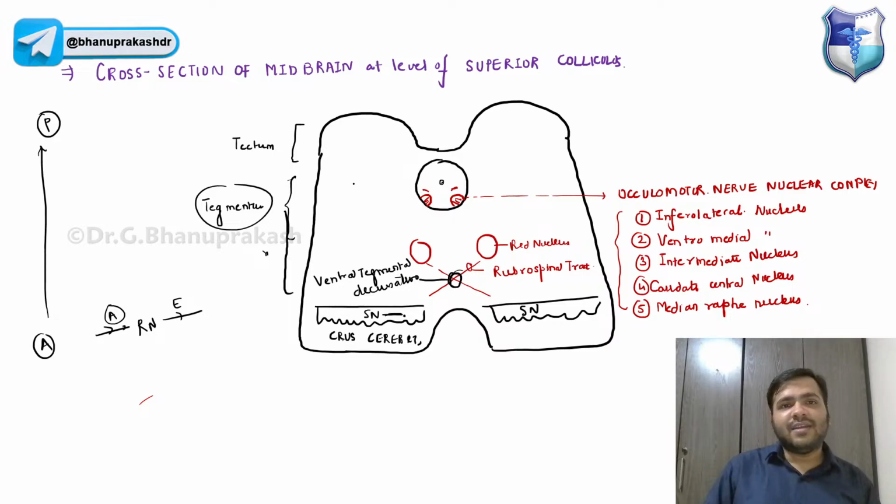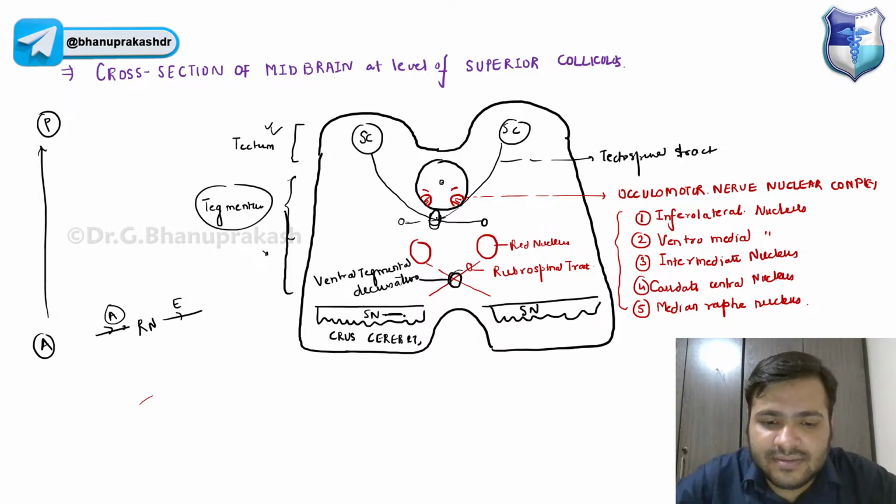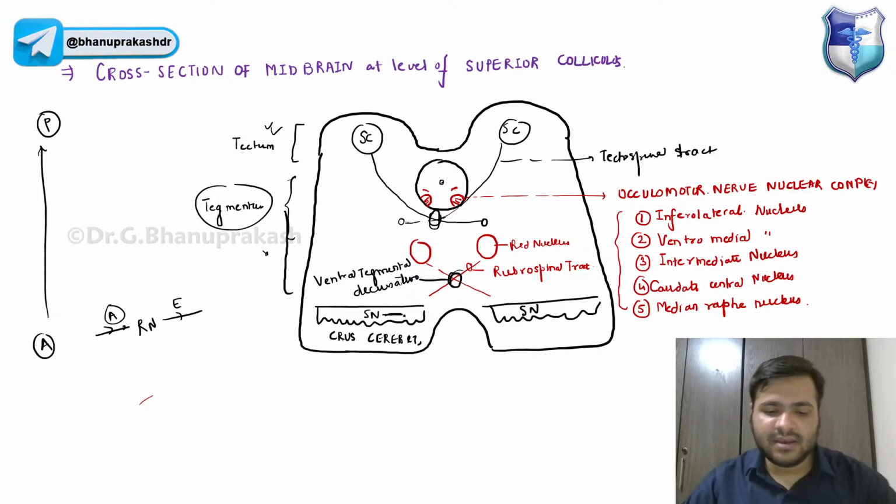Now, guys, obviously it is at the level of the superior colliculus. So we will have the superior colliculus over here, and this will be crossing over, and that is the tectospinal decussation which will take place. The tectospinal tract. Obviously, they are meeting in the tegmentum, but they actually arise from the tectum, the superior colliculus part. So this is called the tectospinal tract, but the decussation over here is taking place in the tegmentum, right? That is something you have to remember, okay?